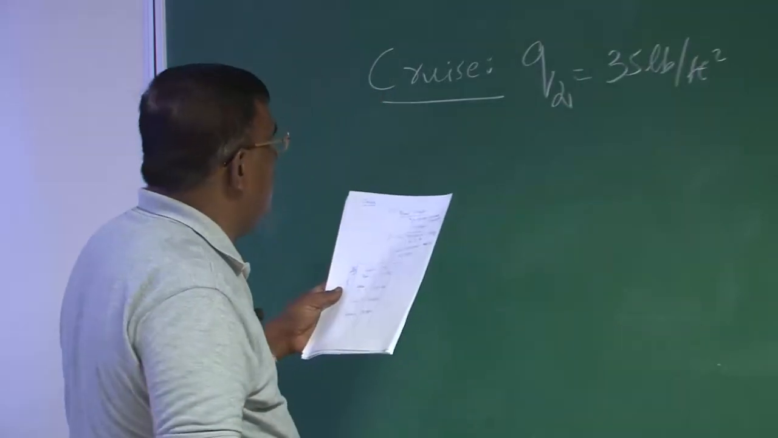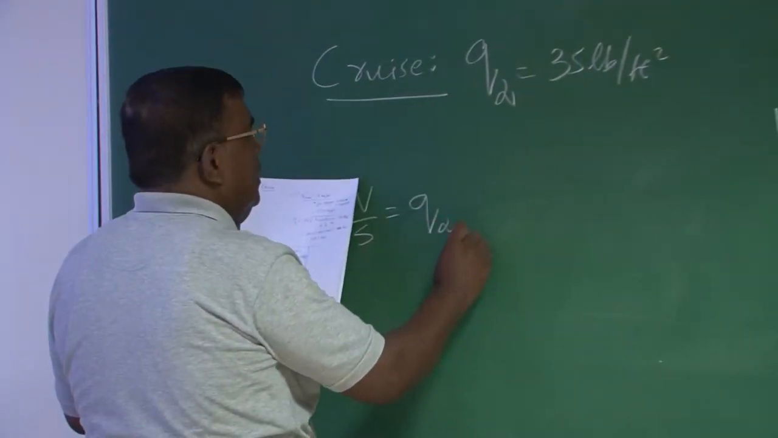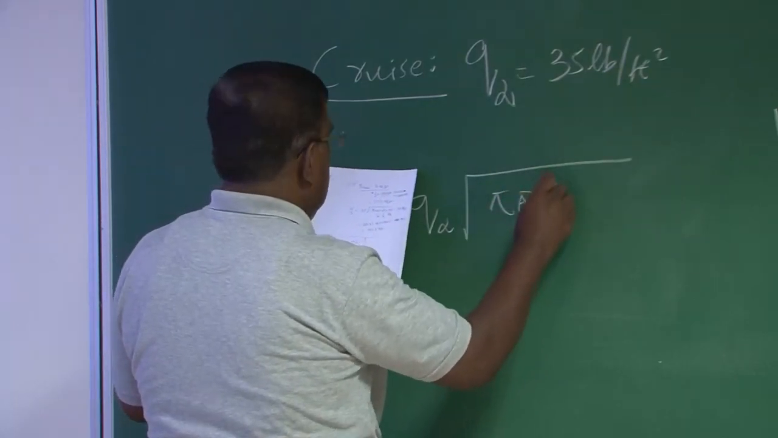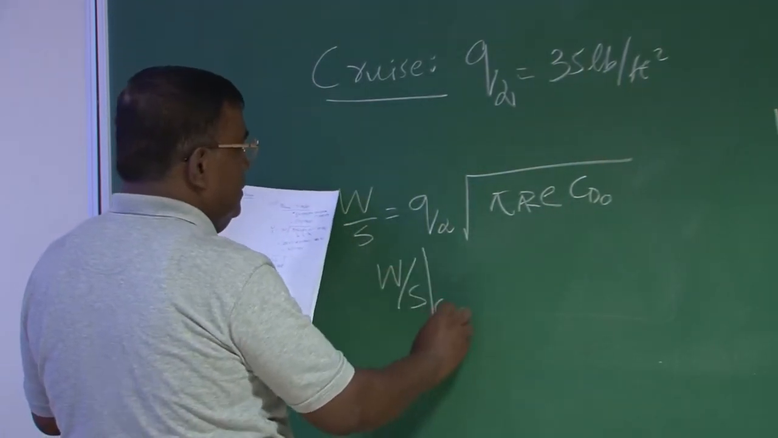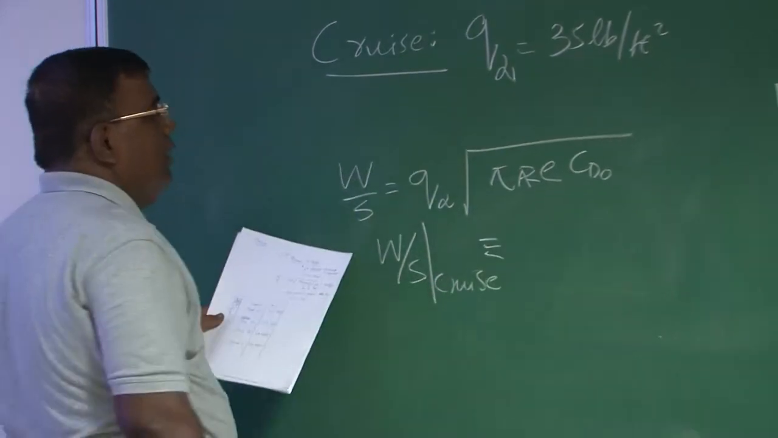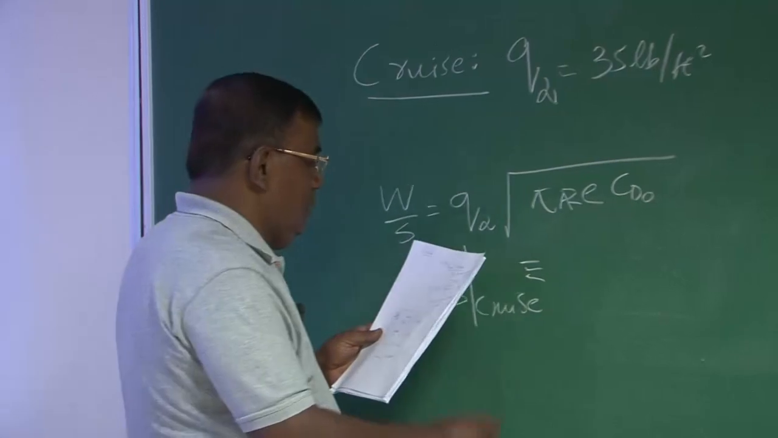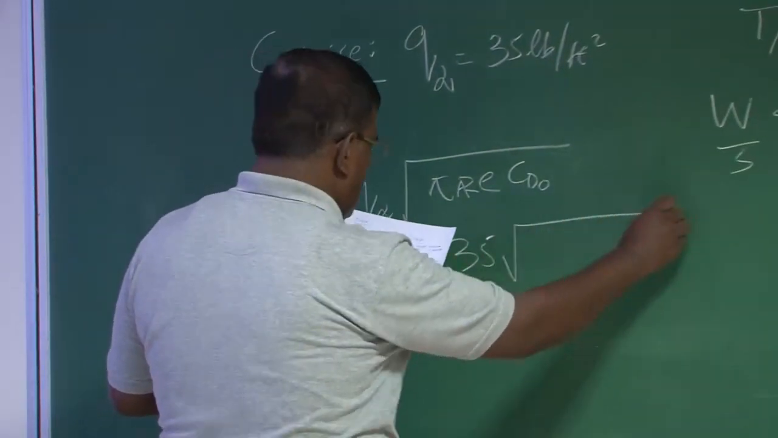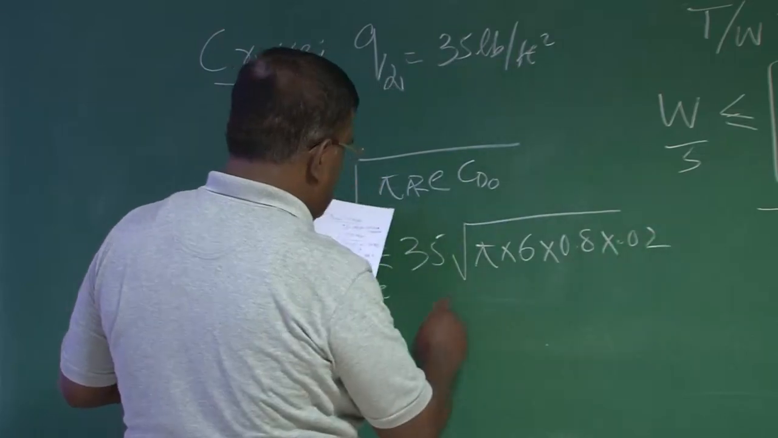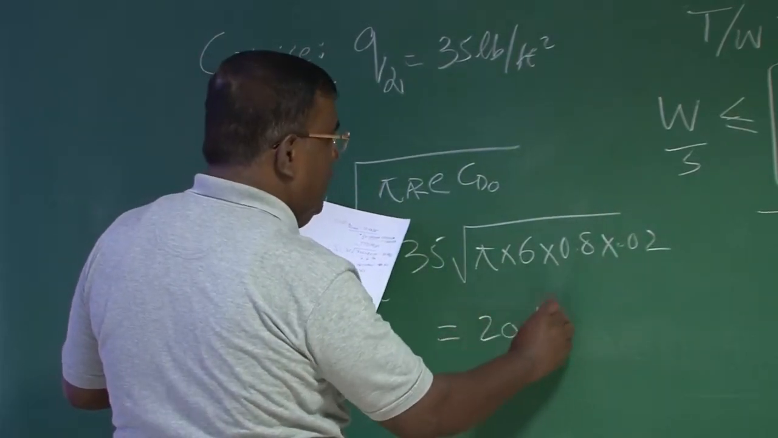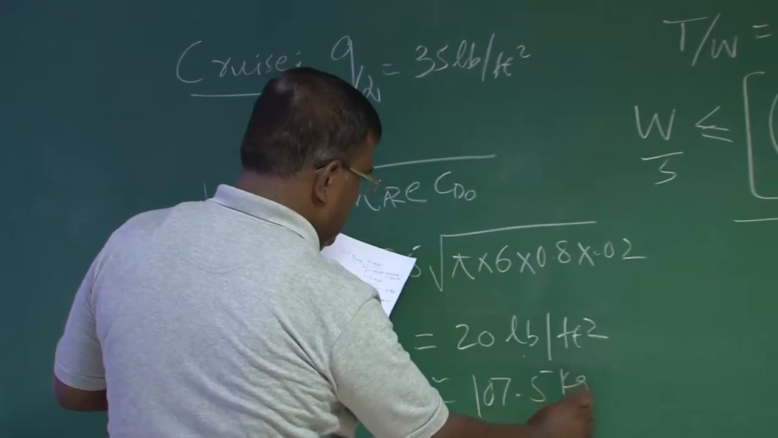Okay, so this is the dynamic pressure, and you know W by S from the cruise formulation is Q under root pi AR E into CD naught, which will be W by S cruise. Definitely it is coming because of one condition that I'm trying to get W by S for the best cruise. If I put those numbers, I find 35 under root pi into aspect ratio 6, E I have taken 0.8, CD naught I have taken 0.02. So let's say this is equal to 20 pound per feet square, or approximately equal to 107.5 kg per meter square.